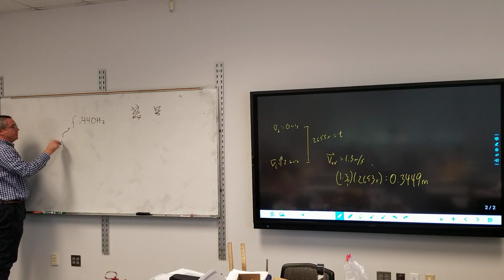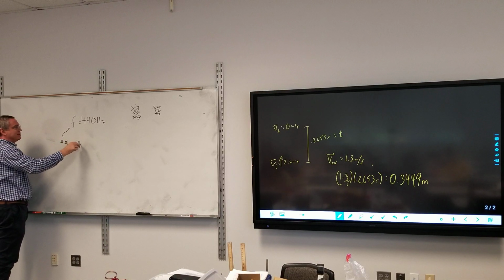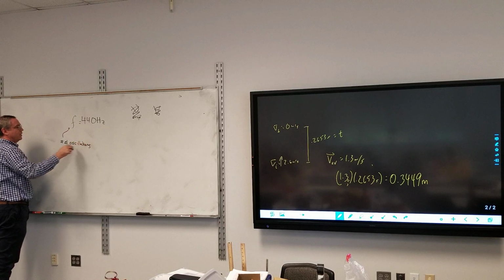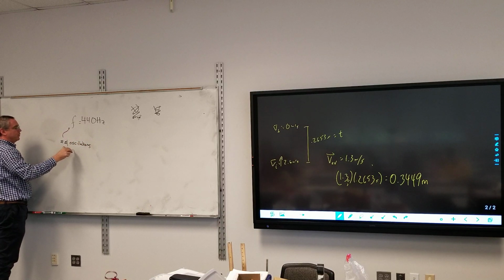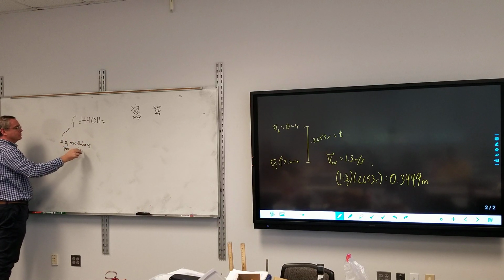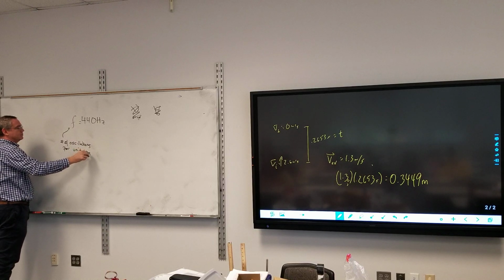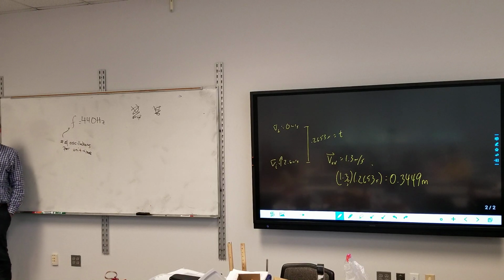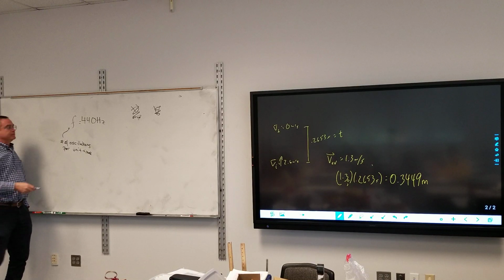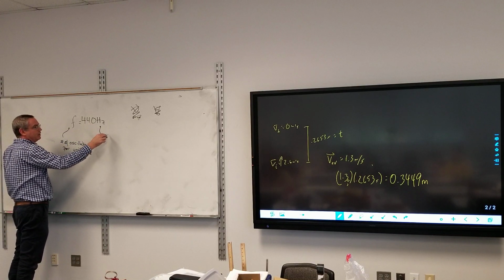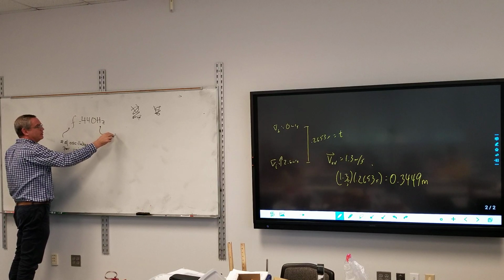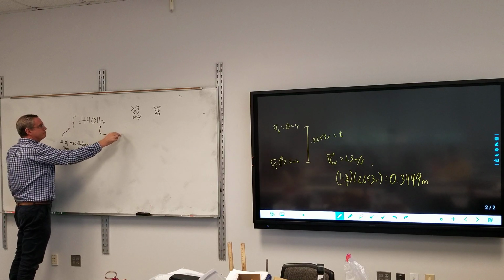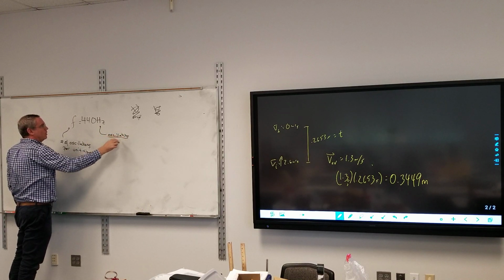And so this is the number of oscillations per unit time. So it could be oscillations per hour or oscillations per year, whatever you want. Hertz specifically is oscillations per second.